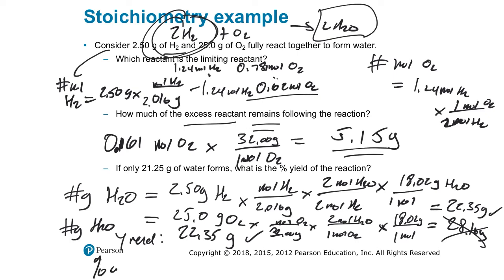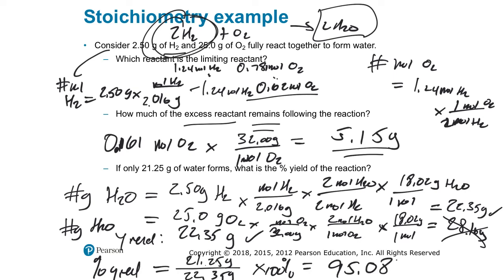So the percent yield would be the actual yield, 21.25, it says, divided by the theoretical yield calculated of 22.35 grams times 100%. It's going to be a pretty good yield, pretty high. That is 95.08% yield. So a pretty high yielding reaction in this example.